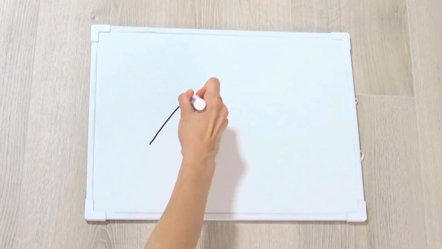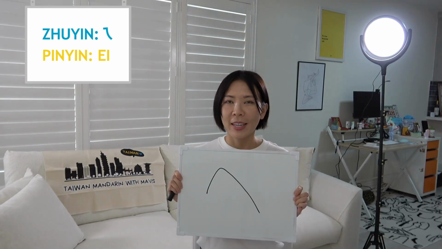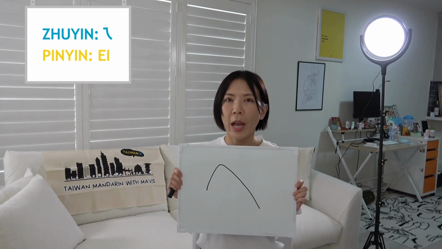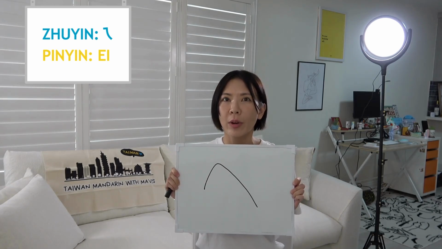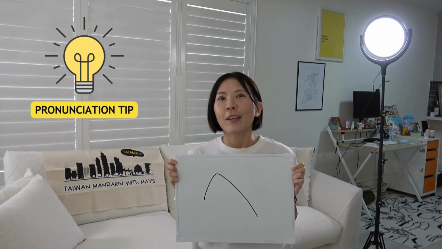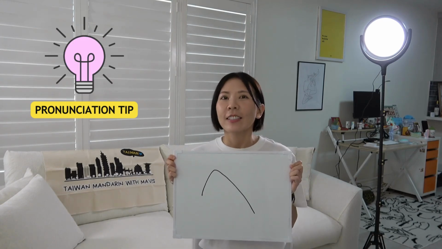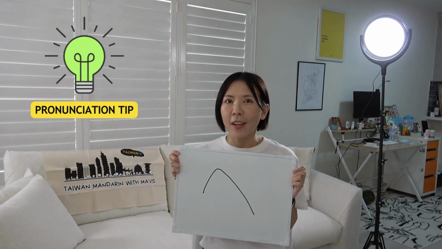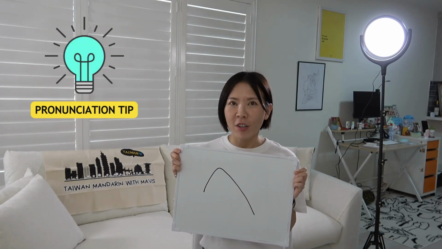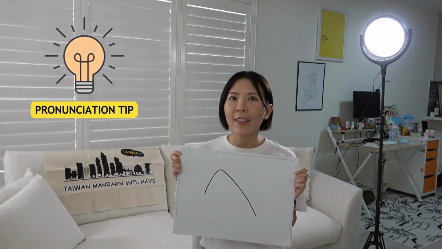Then we have ㄟ. Repeat after me. ㄟ. The equivalent will be how you pronounce the symbol EI in Pinyin, which is also ㄟ. Hay, lake, paid, ate, snail. Do you recognize the common vowel here? Yes, it's the EY sound in English. Or it's simply like when you're saying the alphabet A.